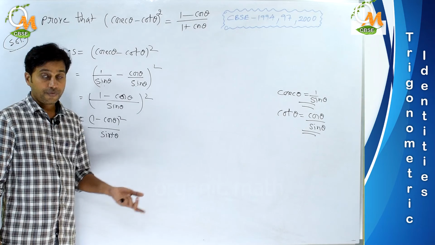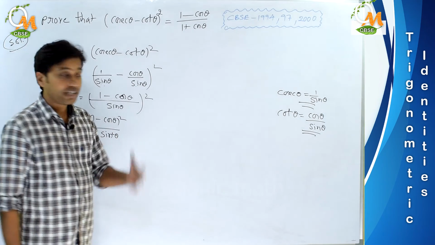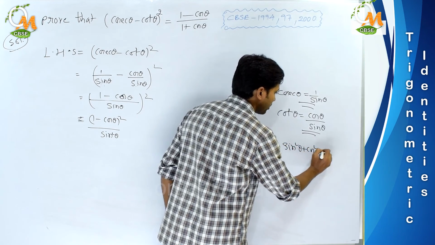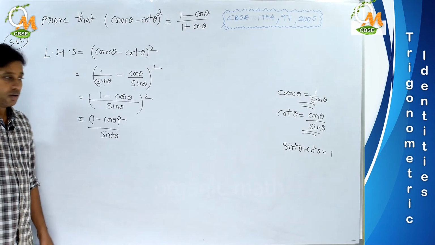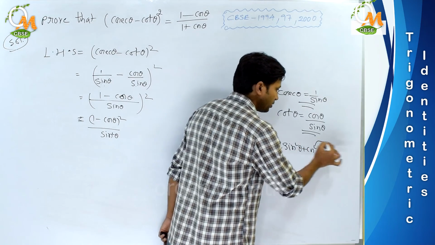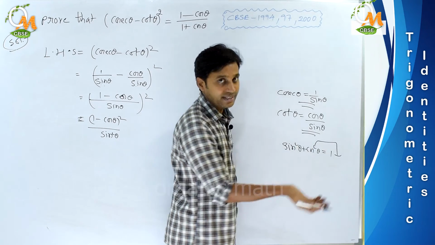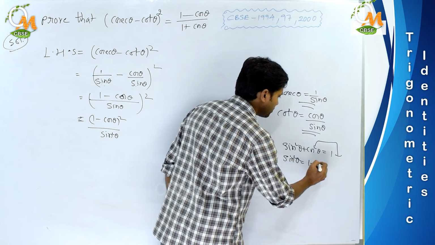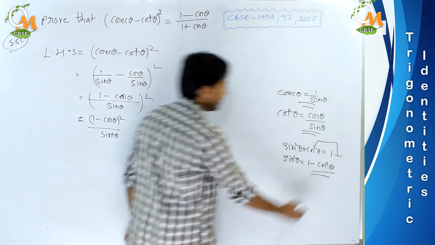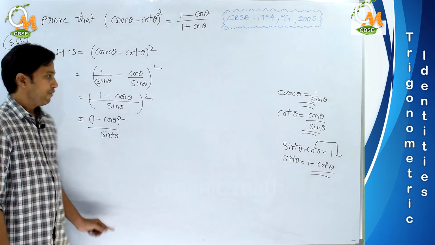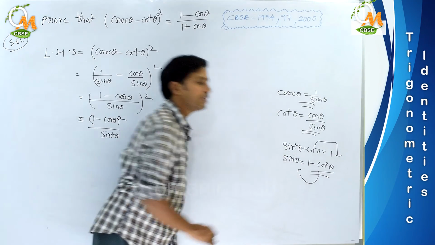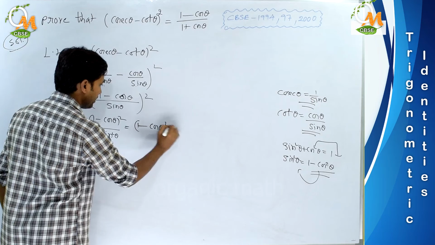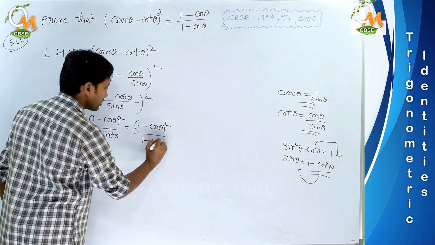Now again make use of the first trigonometric identity. What is it? Sine square theta plus cos square theta equals 1. If you take cos square theta to the other side of the equation, the sign changes to minus. So sine square theta can be expressed as 1 minus cos square theta, right? So can we put 1 minus cos square theta in place of sine square theta? Yes, replace it: (1 minus cos theta) whole square by 1 minus cos square theta.